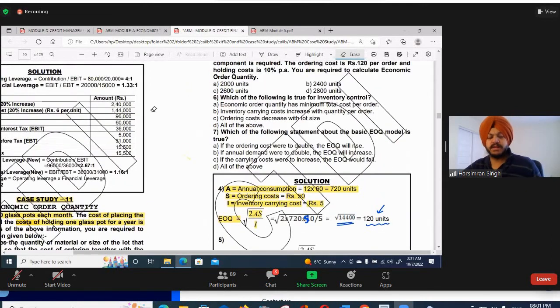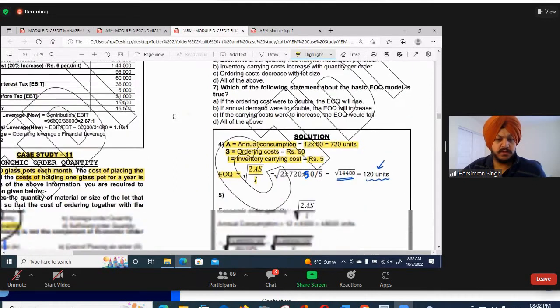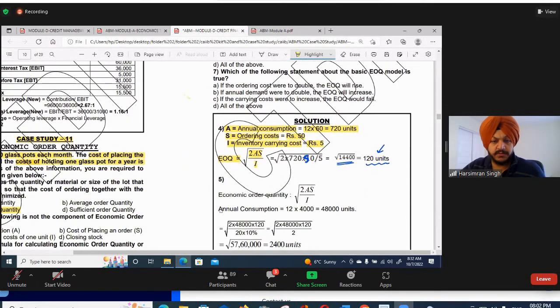I will read out this question number 5 for you, you will feel that you should have skipped it. Aecon Limited produces a product which has monthly demand of 4,000 units. If monthly demand is 4,000 units, what is the annual demand? Annual demand will be 48,000 units. So this point is clear. So we know what is the value of A.